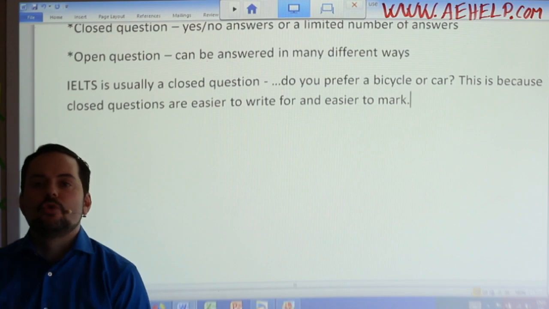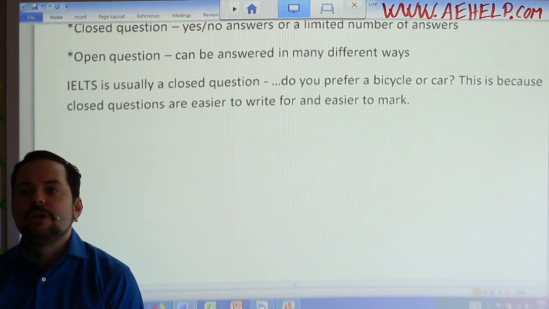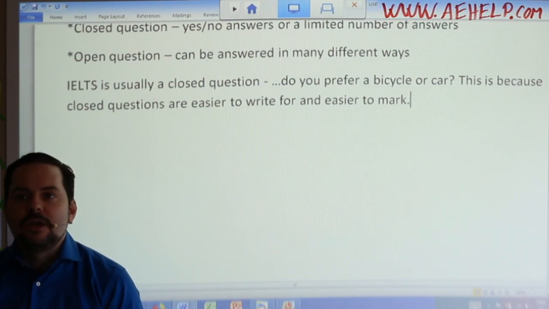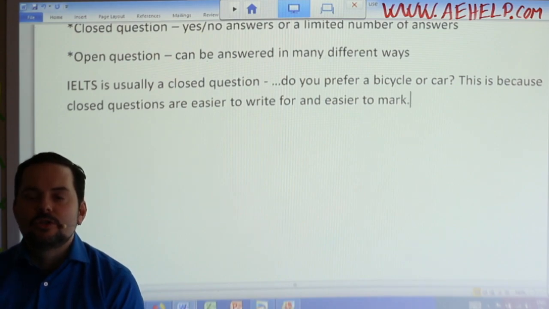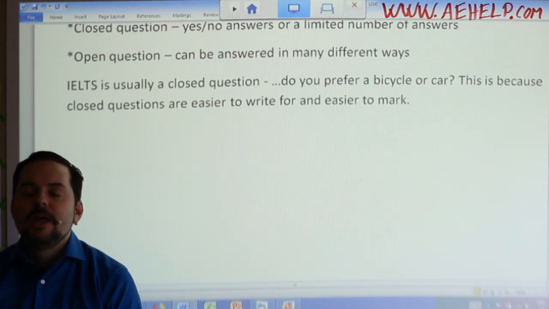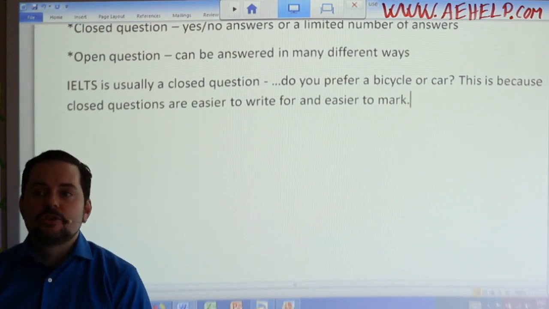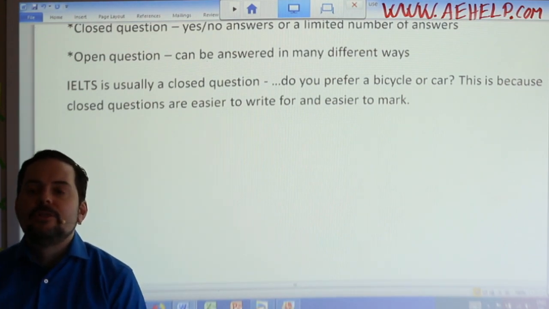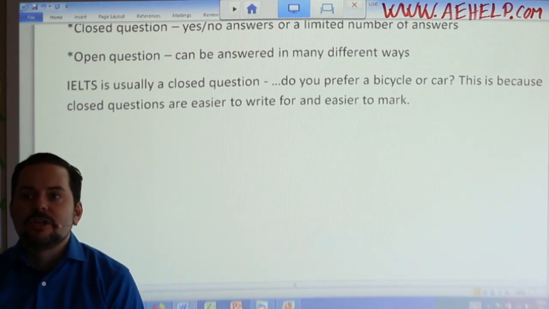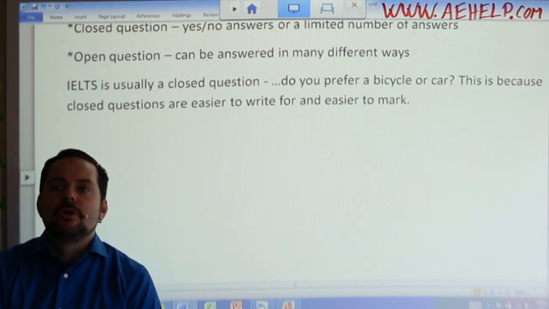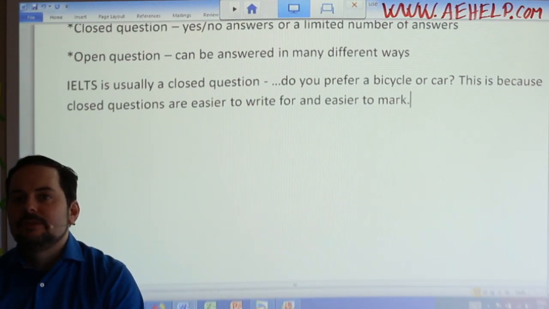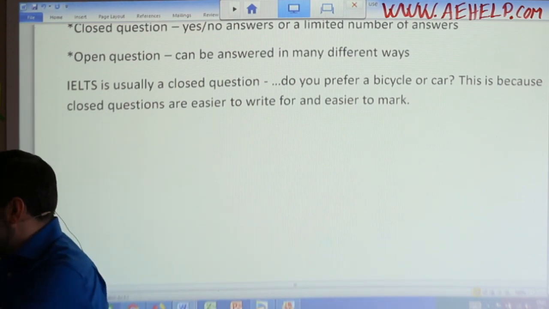It usually gives you a choice of 2 or 3 different points, and then you have to choose one, and then you have to support that point with your own opinions. The reason for this is because it's easier to write when you are forced to make one choice or another, and it's easier to mark. So for the actual IELTS people, it's easier to give the marks for closed questions because the answers are more limited. However, this is not always true. I'd say maybe about 20% of the time, it is an open question.